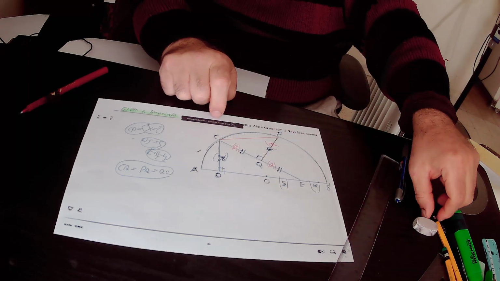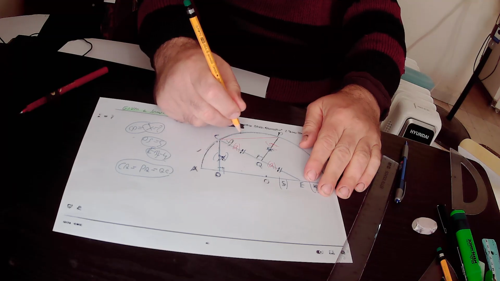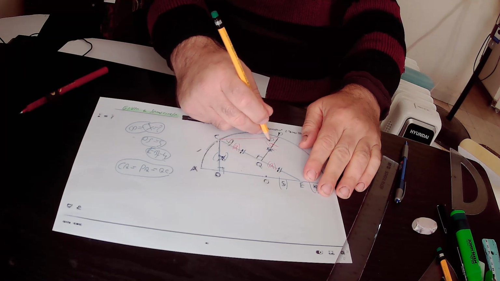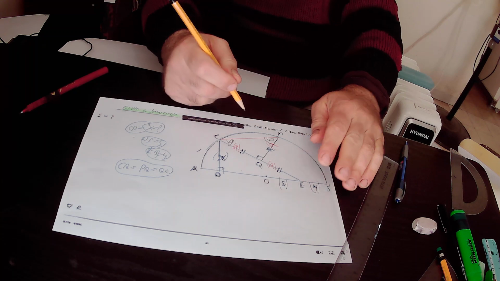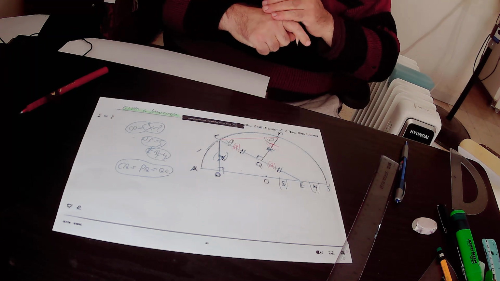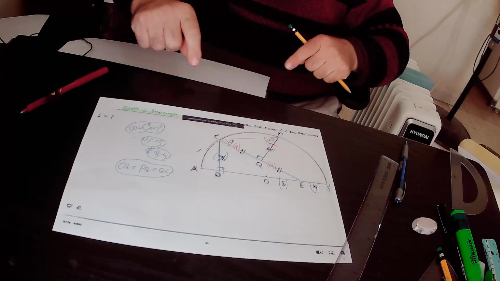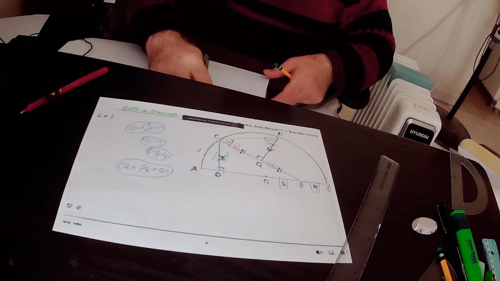So if we define the size of this angle as alpha, then the size of this angle must also be equal to alpha because they are equal to each other according to the rule that I mentioned. We also know that the sum of the angles in a triangle is equal to 180 degrees. So the sum of the angles in this right triangle CPQ equals 180 degrees. Which angles do we have in this right triangle CPQ?